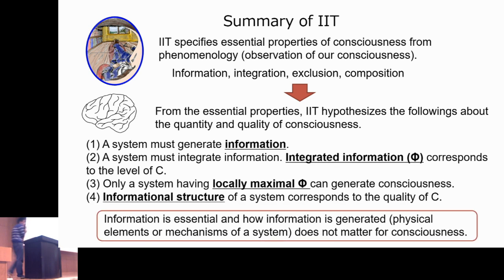And then hypotheses are like this. A system must generate information, must integrate information, and only a system having locally maximum phi generates consciousness, and the information structure of a system corresponds to the quality of consciousness. So the important message here is that information is essential. Information is a key. And how information is generated by physical elements or mechanical system does not matter for consciousness. So any kind of system can generate consciousness if it generates information and integrates information. That's a point of IIT. And IIT, in that sense, is a very general theory. But here is a kind of huge jump, because IIT starts from our human consciousness, but IIT somehow generalized this to everything. But I'll go back to this point in the later slides again.